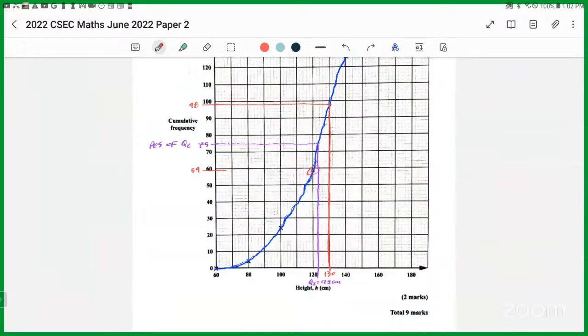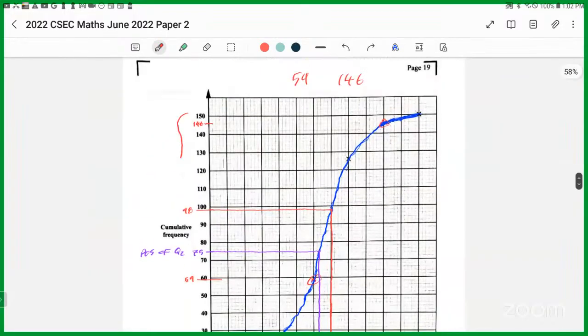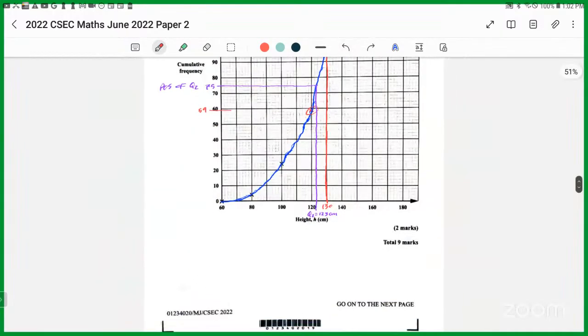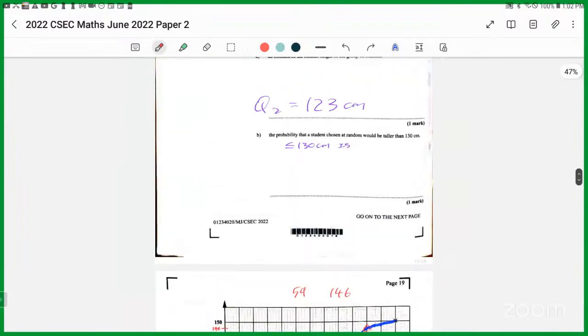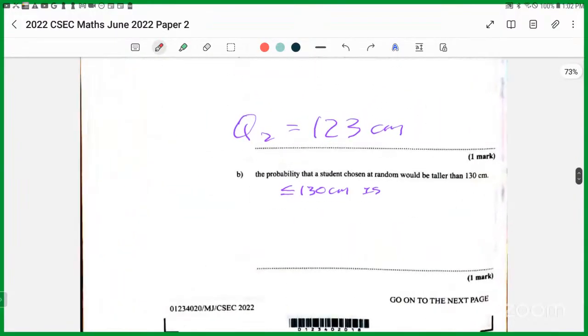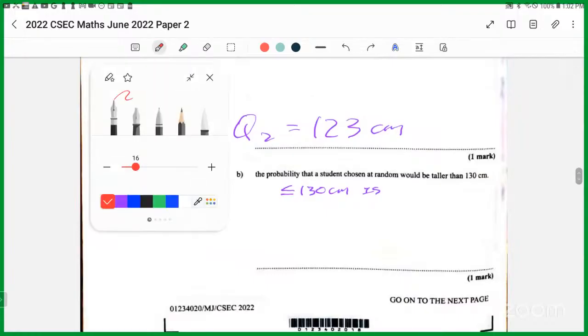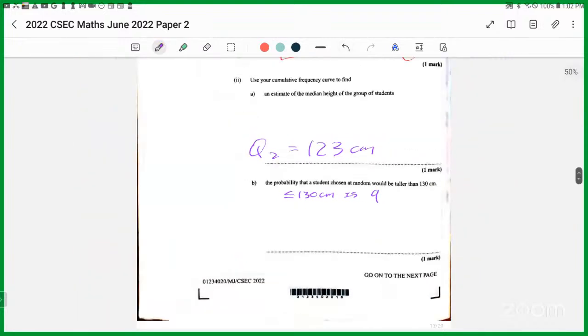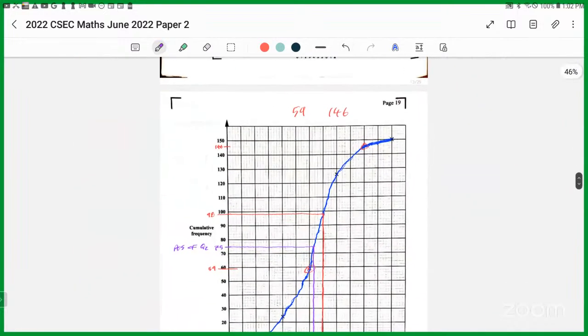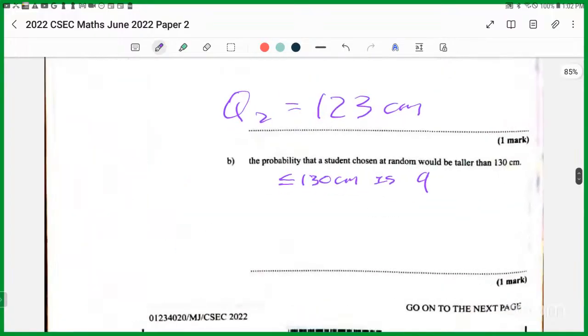The ones who measure more are 150 minus the 98. The rest of them are the top. All right? And you want that as a probability out of the 150. So back to this question now. Let's say 130 centimeters is 98 students. Is it 98 or 190? Let me make sure. Yeah, 98 students.